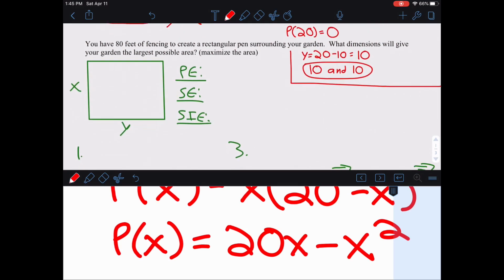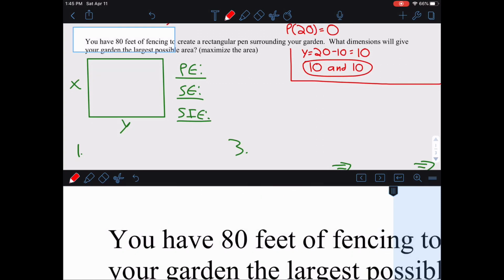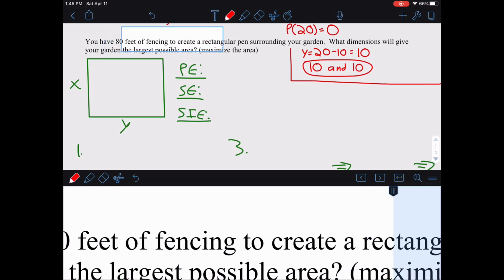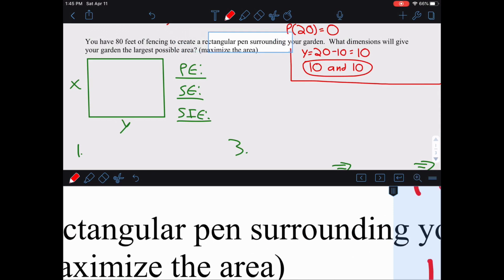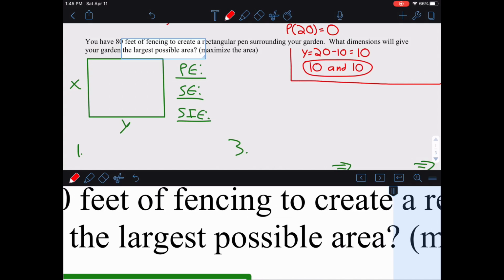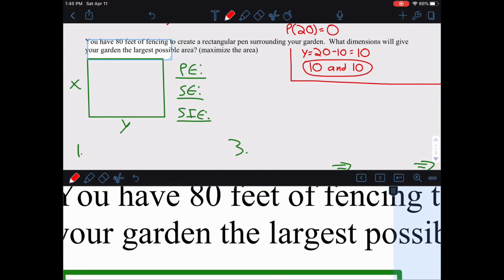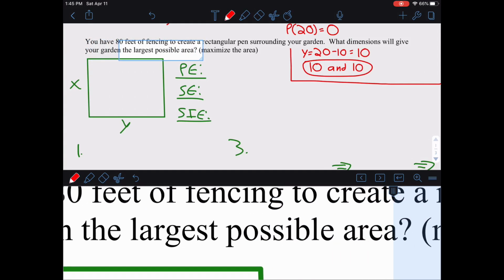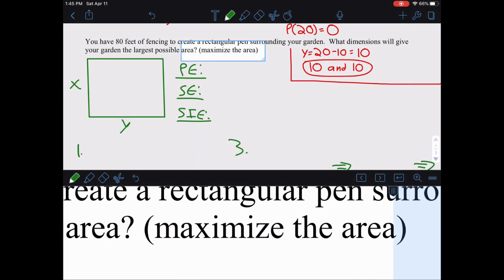So, next example, very similar to this first one. You have 80 feet of fencing to create a rectangular pen surrounding your garden. What dimensions will give your garden the largest possible area? So again, we want the garden to have the largest possible area. So again, we are trying to maximize something. This part in parentheses here is not going to be given to you when you take a future quiz and test. You're going to have to figure that part out yourself.